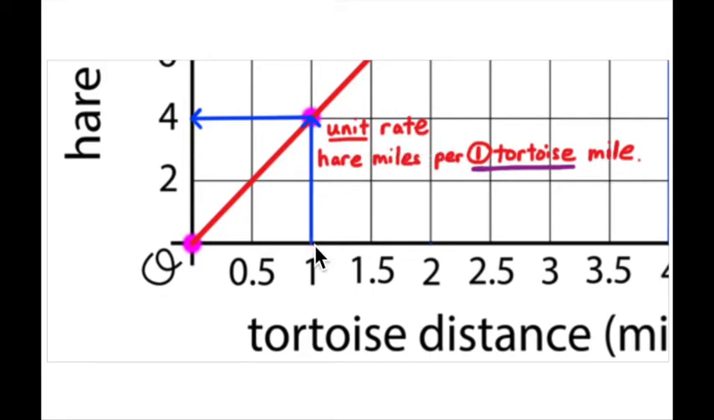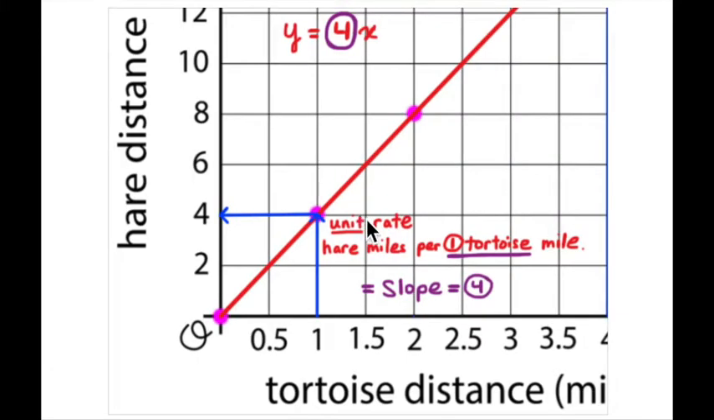So once again, the vertical measure is 4 and the horizontal measure is 1. So the vertical measure is 4 times the horizontal measure. That is the slope. And when you look at just a single unit along the x-axis, that becomes the unit rate. So that 1 is the unit rate. So what's the rate that the hare is moving compared to the tortoise? It's 4 times what the tortoise is moving. So the slope is 4.